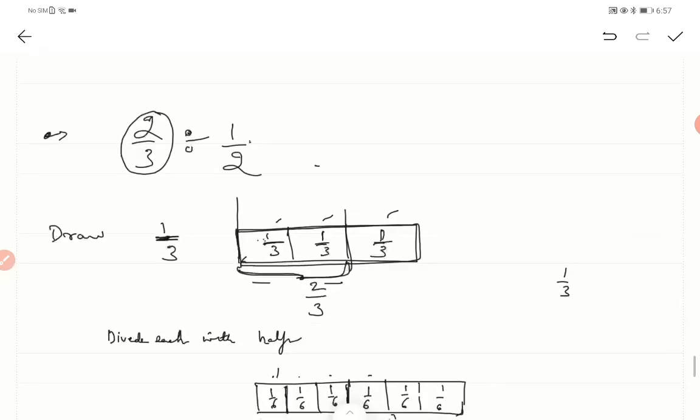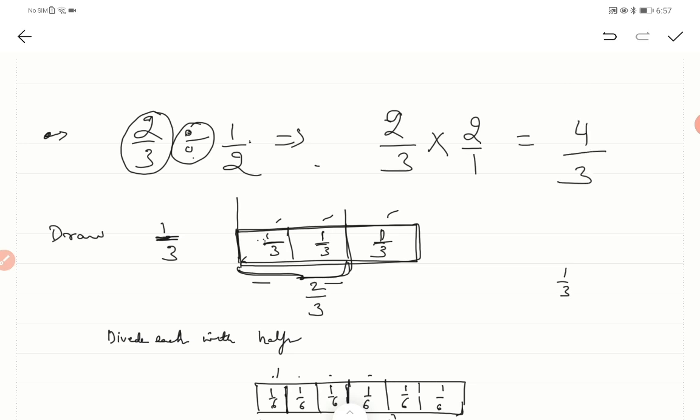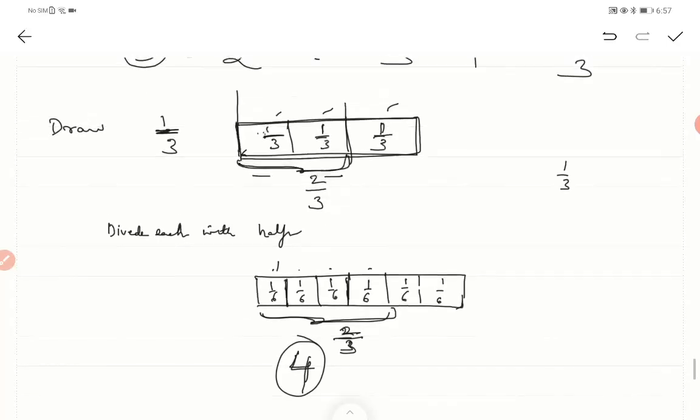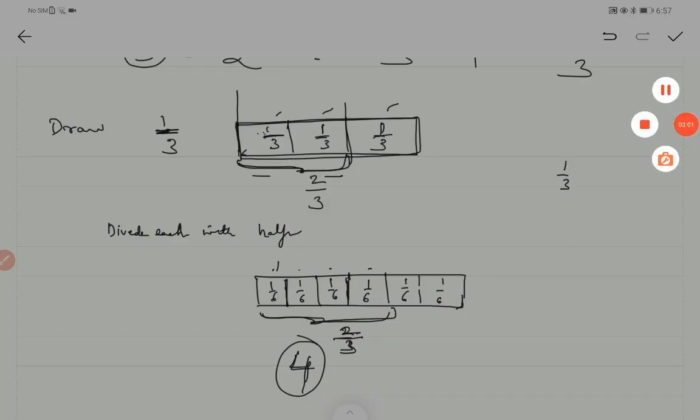If you just simplify this with the regular method, I will cross multiply. 2 by 3 into the reciprocal of 1 by 2, which is 2 by 1. This will be equal to 4 by 3. Alright, so this is it with your division of fractions.